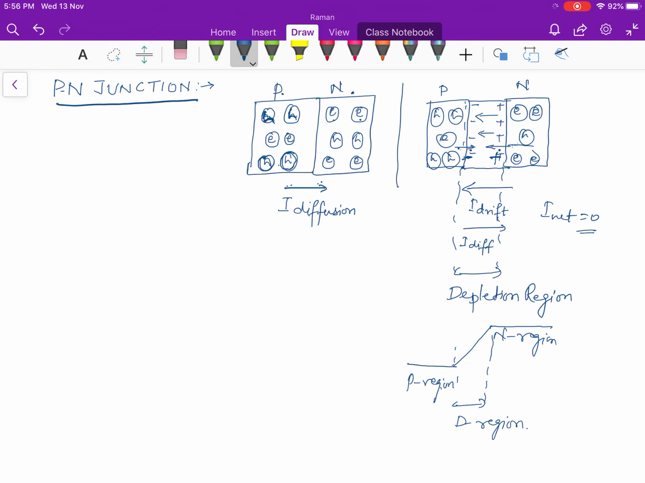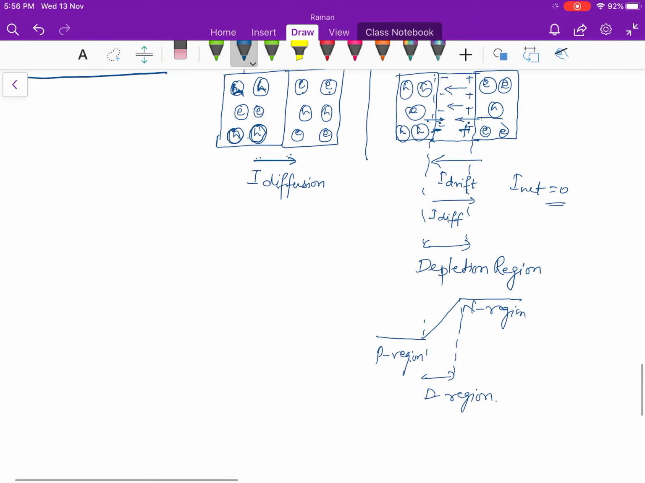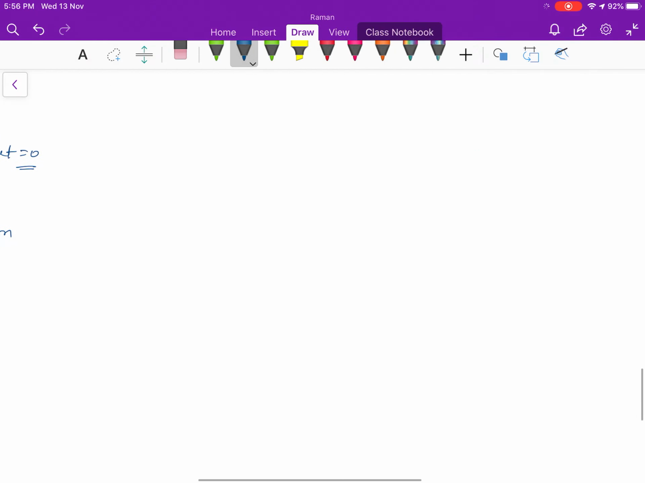Now we will see what happens when the diode is forward biased. In the case of forward biasing, we need to decrease the width of the depletion region. So how will we decrease the width of the depletion region?